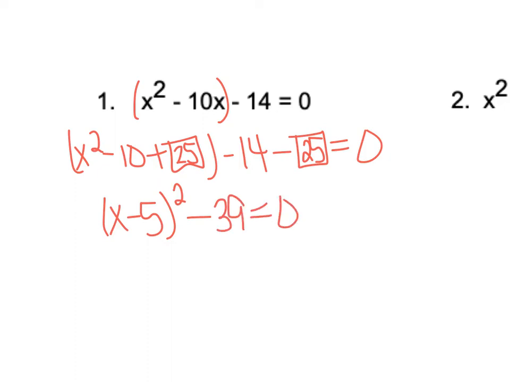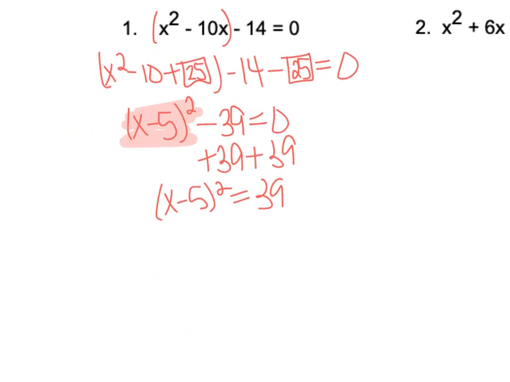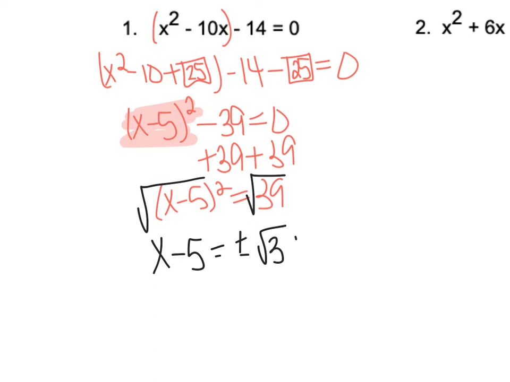And again, we want to get our squared term all by itself. So I'm going to add 39 to both sides. And I have x minus 5 squared equals 39. Next thing I need to do is take the square root of both sides, and I'm left with x minus 5 equals plus or minus the square root of 39.